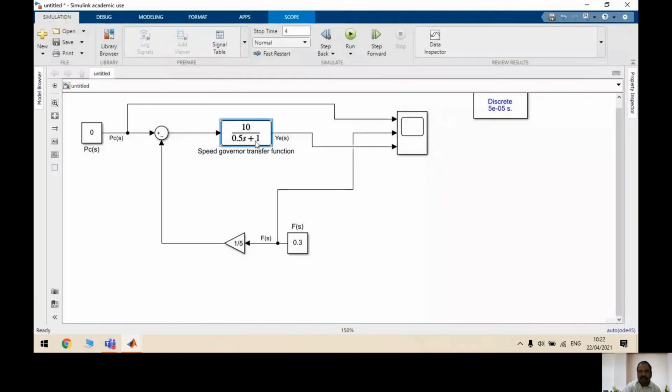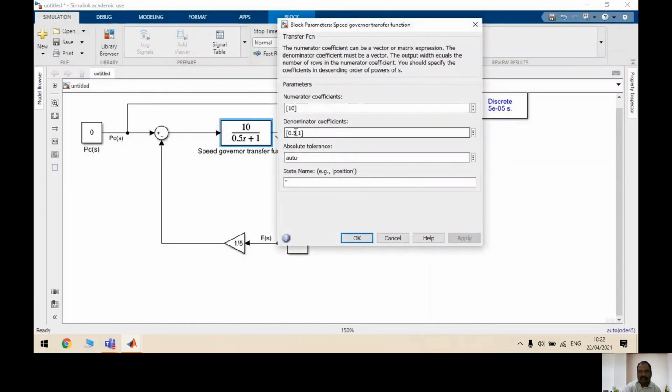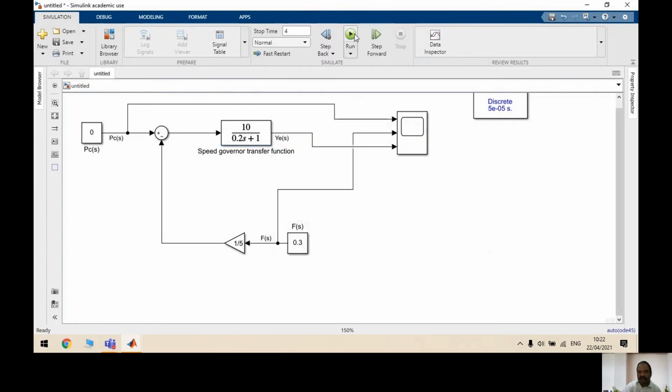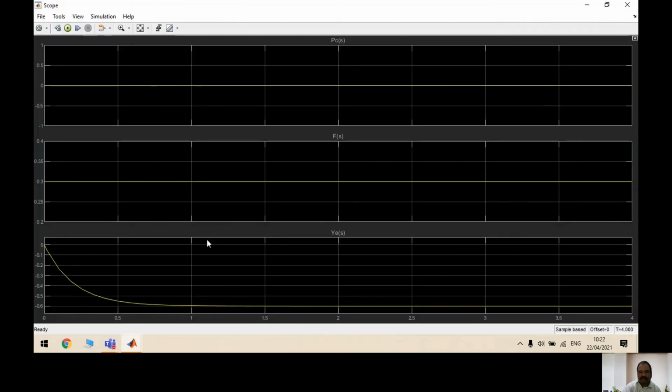Okay. Similarly, if I vary the time constant, see, this is the time constant. I am taking it as 0.2. If I vary the time constant, what is happening, you see? Earlier it was settling down at 2. Now it is settling down at 1 itself.